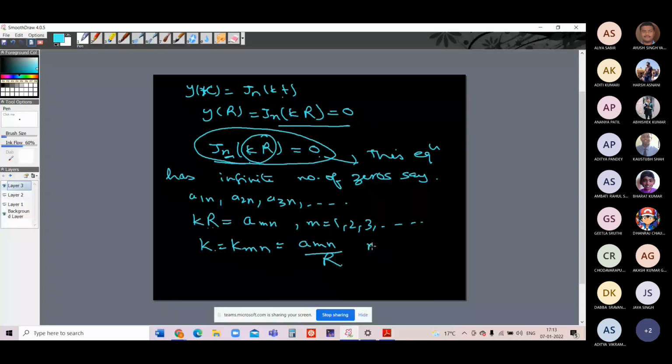So these will be the roots for this differential equation, this equation Jn kr is 0. If we are considering the equation Jn kr equal to 0, then the roots of this equation will be this kr if k takes the value amn upon r. Okay, so this is the part that is important to know, namely when its roots will be 0.